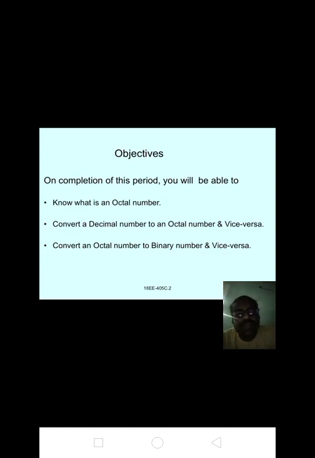On completion of this period, you will be able to know what is an octal number, convert a decimal number to an octal number and vice versa, and convert an octal number into binary number and vice versa.